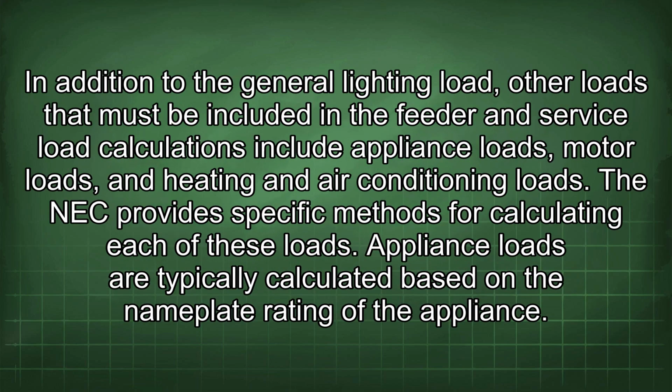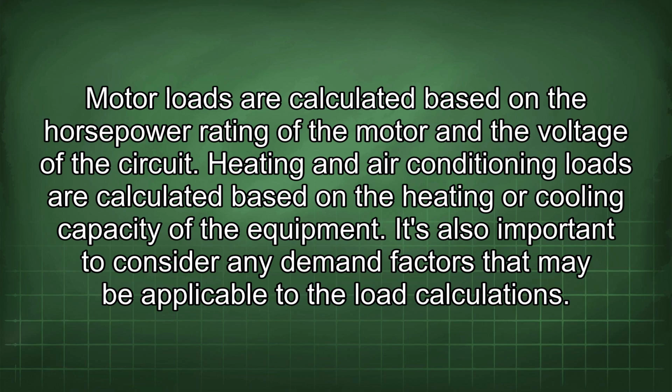In addition to the general lighting load, other loads that must be included in the feeder and service load calculations include appliance loads, motor loads, and heating and air conditioning loads. The NEC provides specific methods for calculating each of these loads. Appliance loads are typically calculated based on the nameplate rating of the appliance. Motor loads are calculated based on the horsepower rating of the motor and the voltage of the circuit. Heating and air conditioning loads are calculated based on the heating or cooling capacity of the equipment.